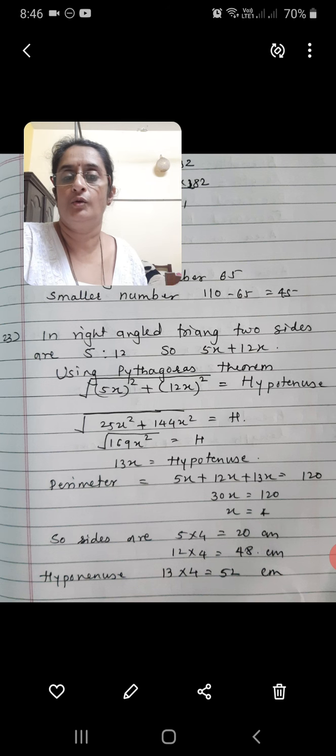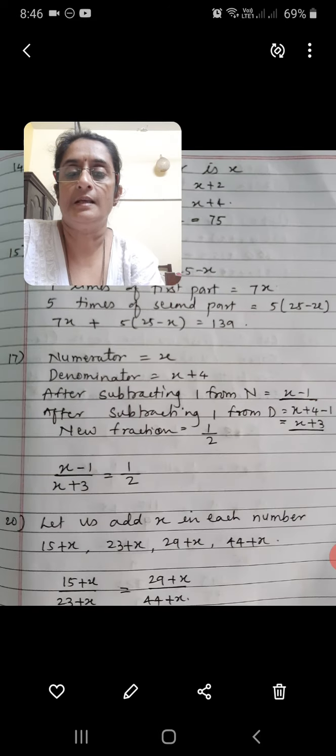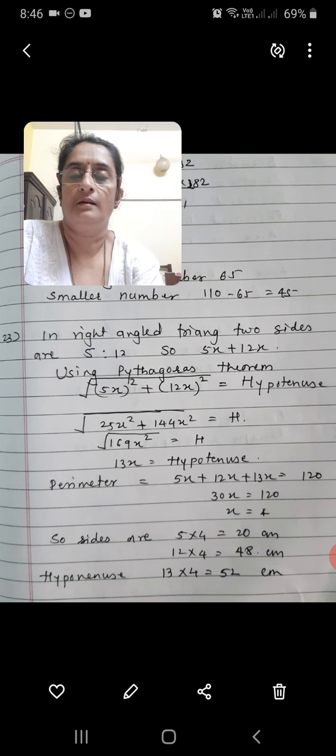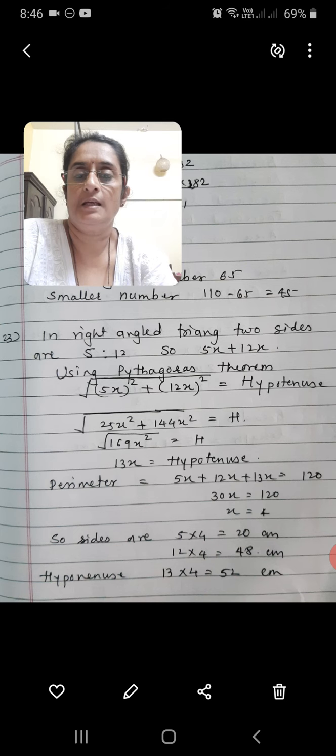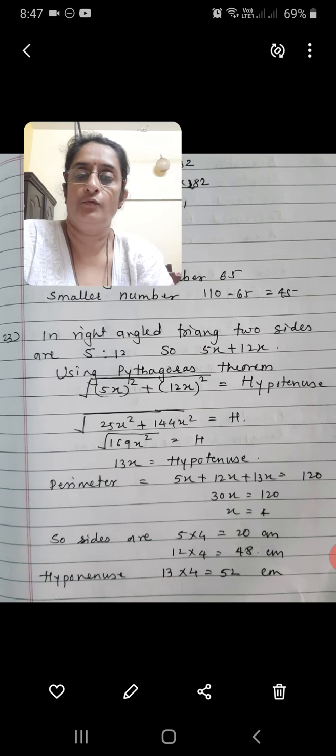Now here we are going to use the Pythagoras theorem. What does Pythagoras say? He says that the square of the hypotenuse is equal to the sum of the squares of the other two legs. Now what are the two legs? 5x and 12x. So the squares are 25x square plus 144x square, and if you add this you will get 169x square. Root of this is 13x. So the hypotenuse, that is the third side of that right angle triangle, is 13x.